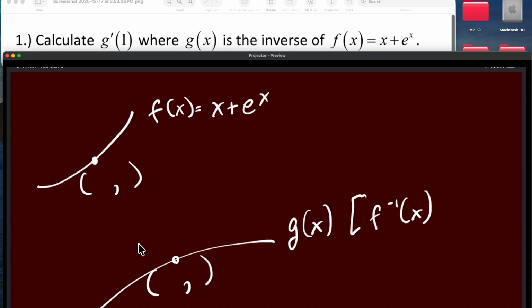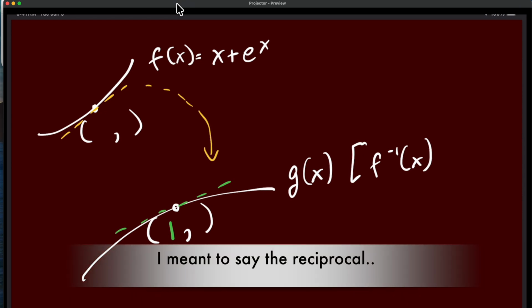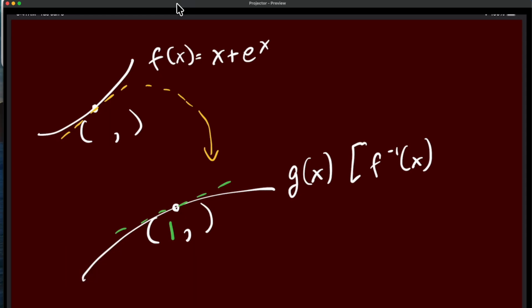And they want us to calculate g prime at 1. That means when the inverse function has an input of 1, they want to know the derivative there. That means they want to know the slope of that line. So folks, the whole key is to get the slope of this line. And once we get the slope of that line, we can just take the inverse of it. Now, that's the simplistic way to think about it, but they also will throw fancy formulas at you.